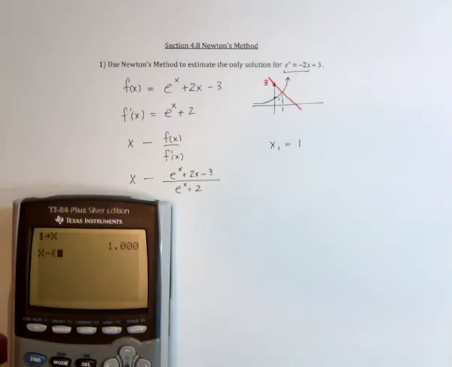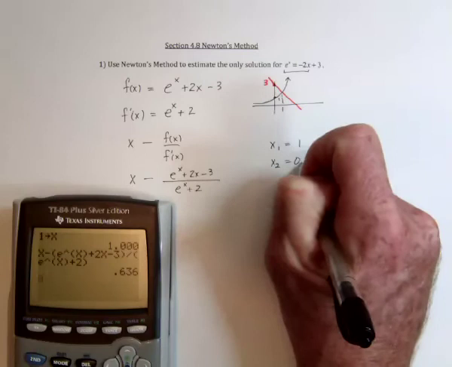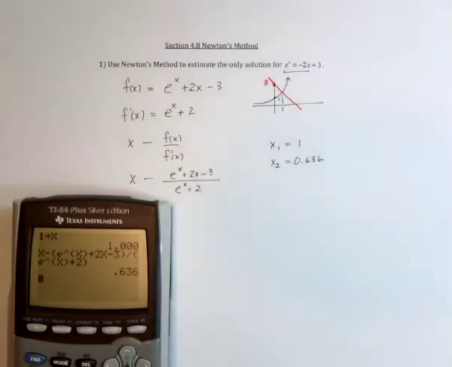X minus an e to the x plus 2x minus 3, divided by an e to the x plus 2. So now the calculator is going to take the x, substitute it in, and you get that x number 2 is 0.636.